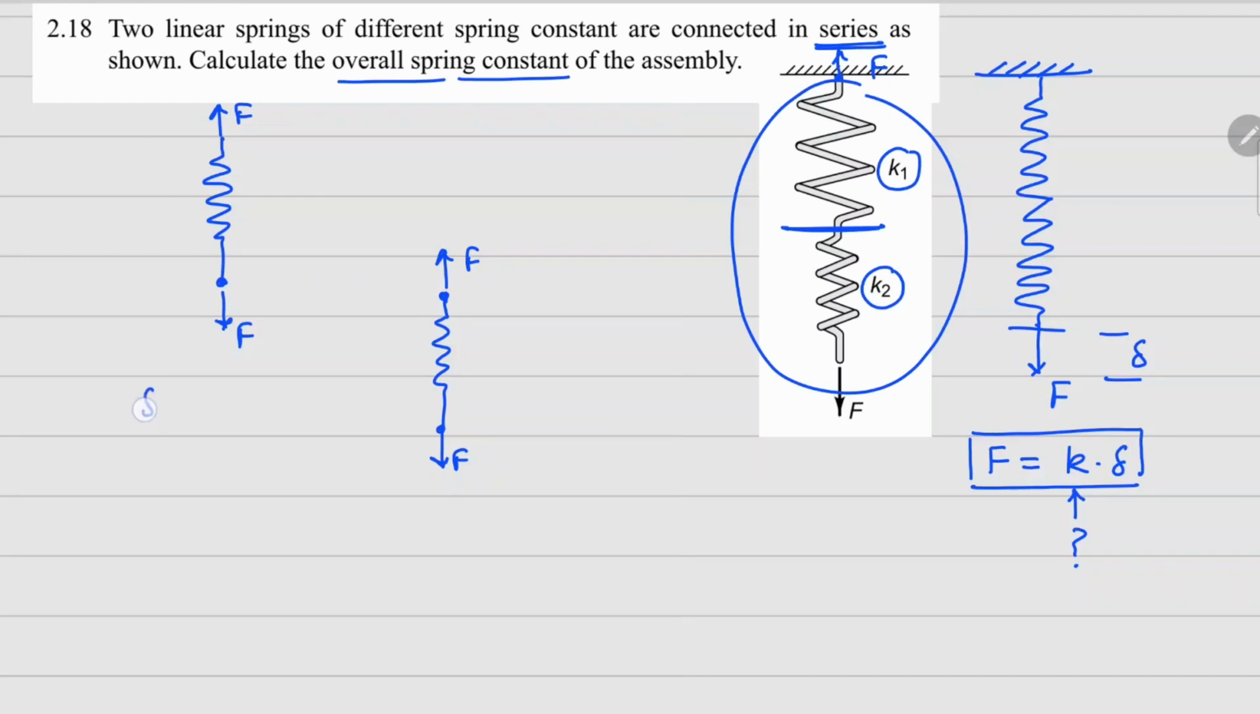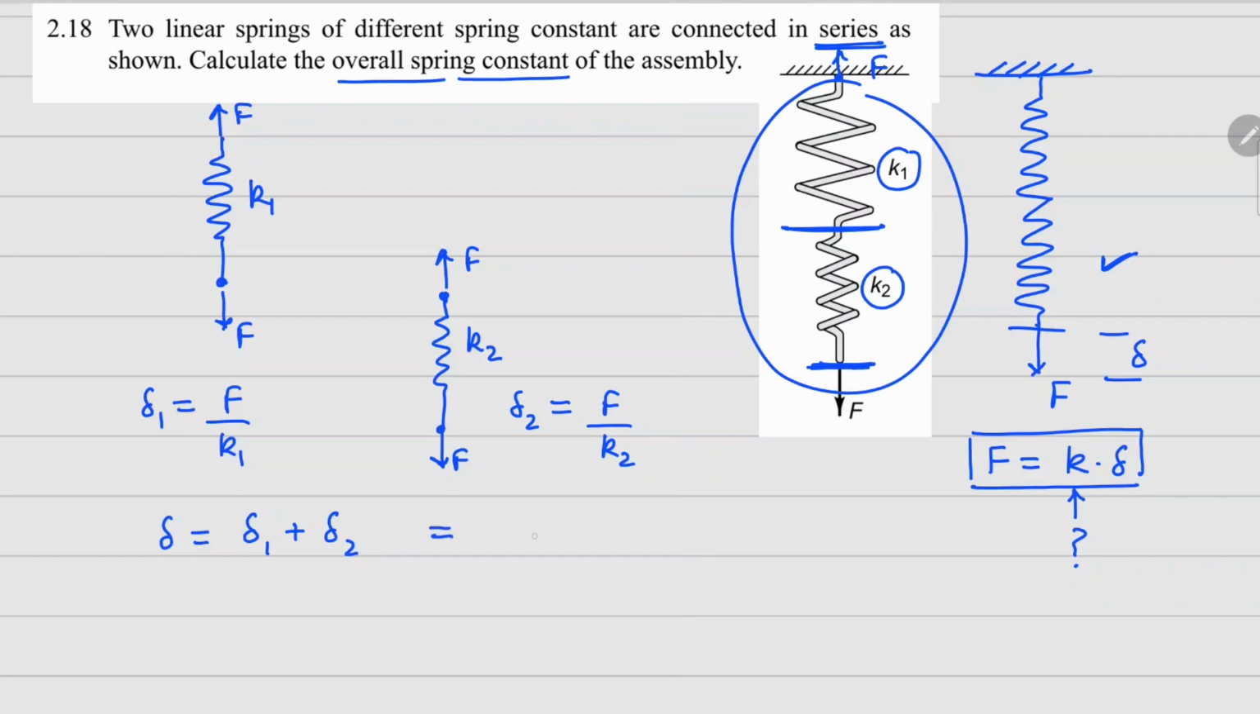Now if I see the deformation delta 1 in the first spring, it is going to be F divided by K1. Similarly, the deformation in this second spring here is going to be delta 2, which is F divided by K2, because the spring constant here is K2. Now for this case here, the total deformation, or the total amount by which this point is going to move, is going to be delta, which is a summation of these two individual springs.